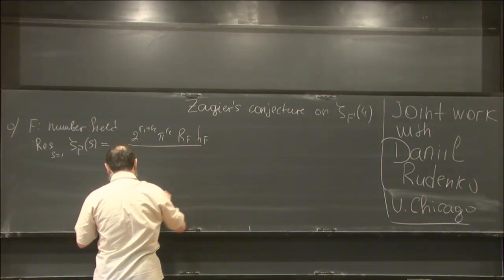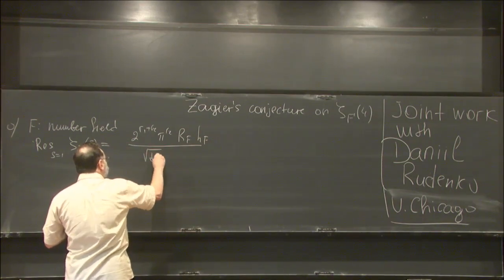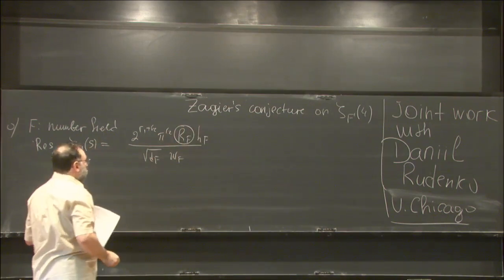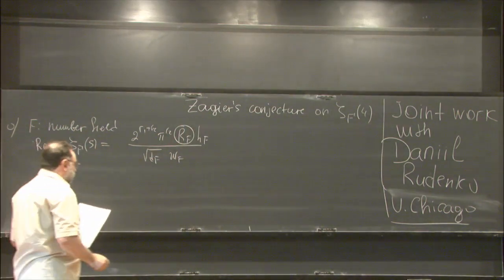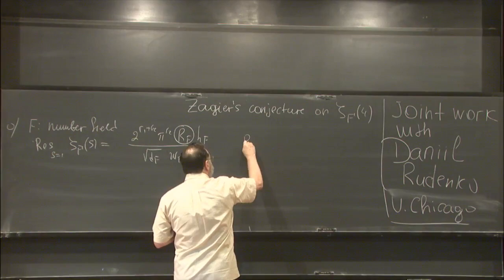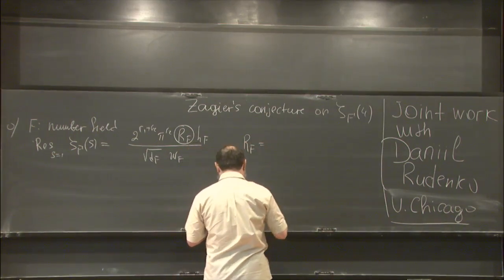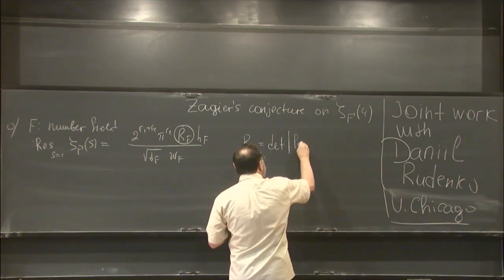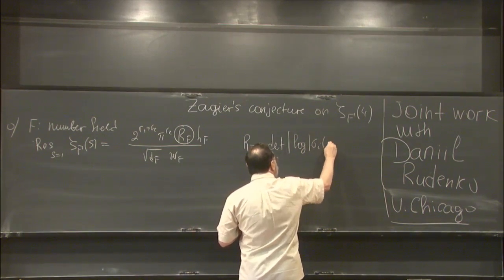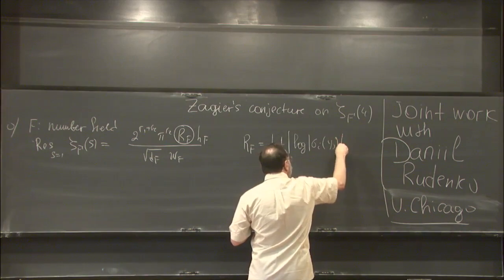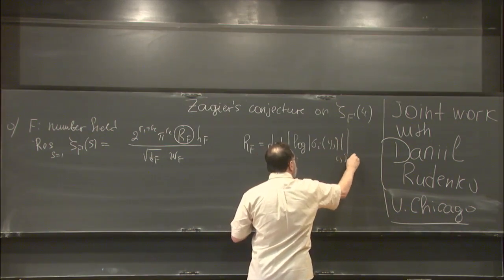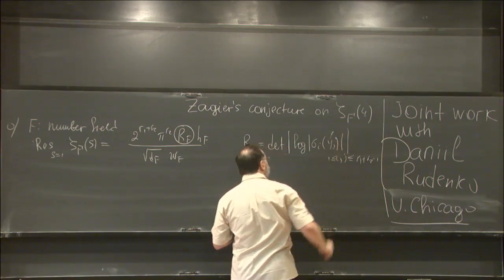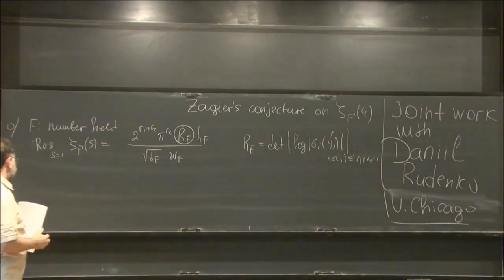I'm not going to introduce any of these quantities, except to mention that this is the one I really care about. And it's given by a determinant of logarithms. So that's a regulator. It's a determinant of logarithms of absolute values of sigma i of y j, where these are units in our field. So this is very well known.